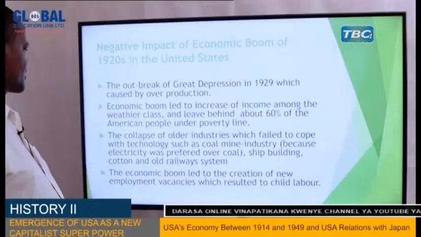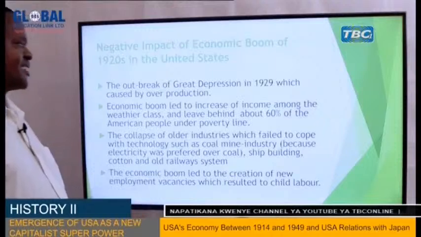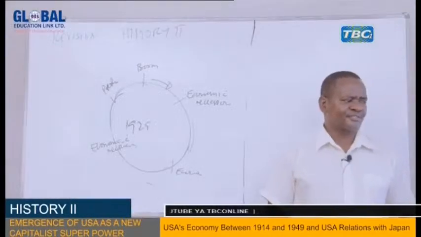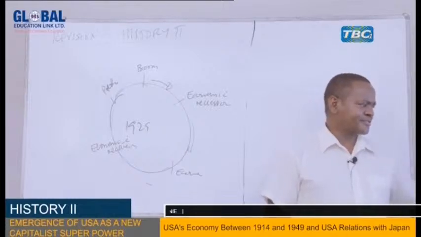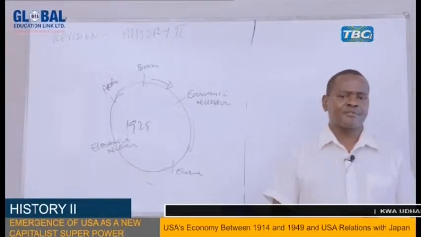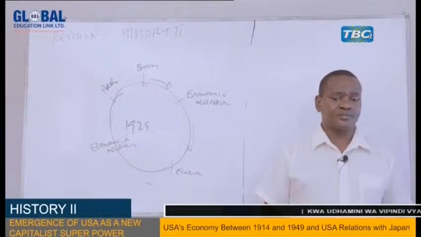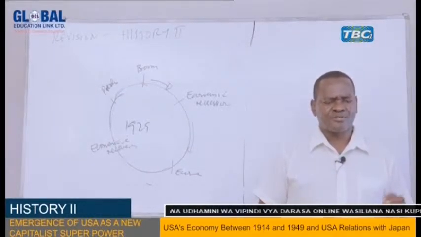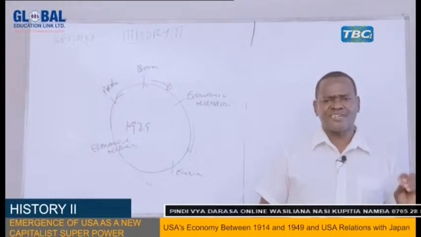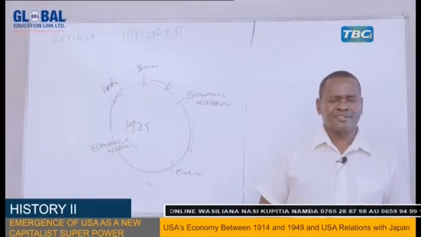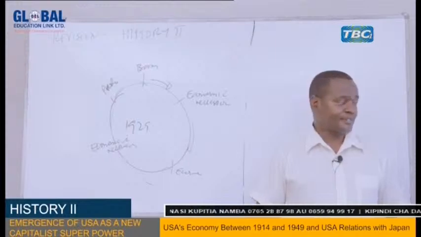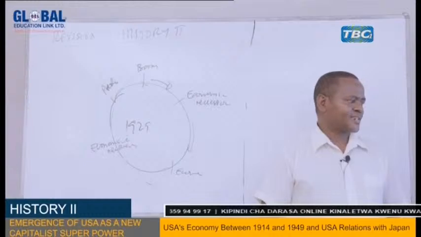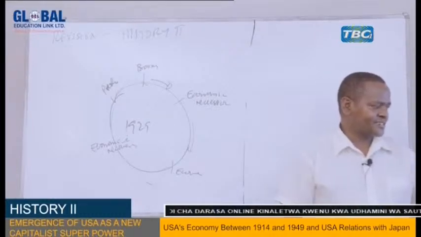Another negative impact of economic boom is the collapse of older industries, which failed to cope with the new technology. Some older industries, such as coal mine industries, collapsed because of the introduction of electricity; they failed to cope. For instance, we spoke about the Ford Motor Company improving its production, producing a lot of cars. What does this mean to other industries which could not adopt such technology? It means those industries are going to collapse. So some industries collapsed by failing to adopt the new technology of the 1920s.